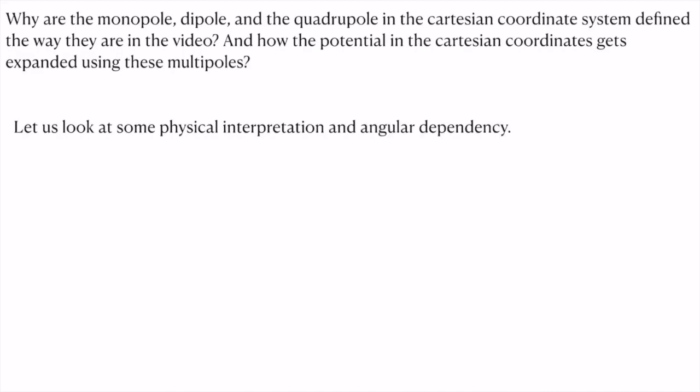One of the questions was why the monopole, dipole, and quadrupole in the Cartesian coordinate system are defined the way they are in the video, and how the potential in Cartesian coordinates gets expanded using these multipoles. So let us look at some of the physical interpretation and angular dependency.